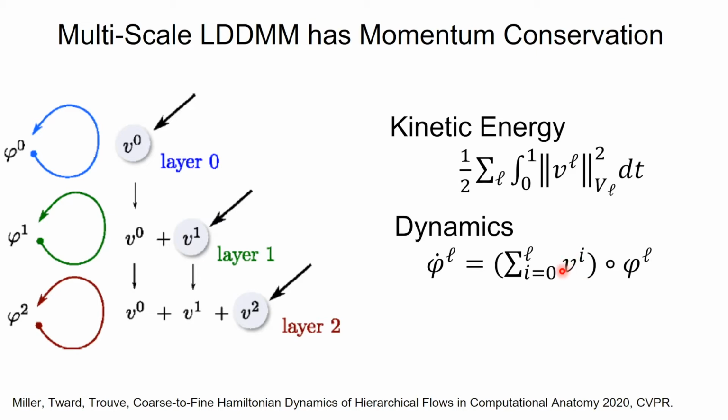So that's the dynamics. And so it turns out that we can write down the momentum for the system. We can calculate the Euler-Lagrange equation. And then the Euler-Lagrange equation, of course, gives us the same kind of momentum conservation, and therefore geodesics that Bruce was referring to, that we have for LDDMM, but in the multi-scale setting. So it's the whole system moving together. And we can find those derivations in this paper.